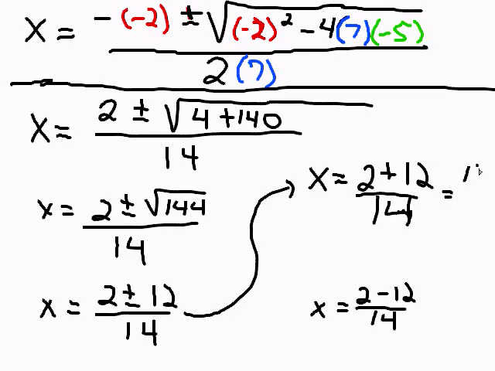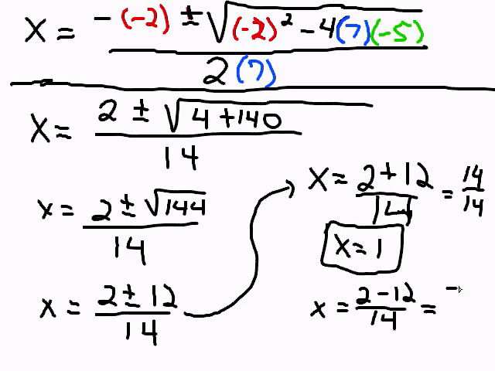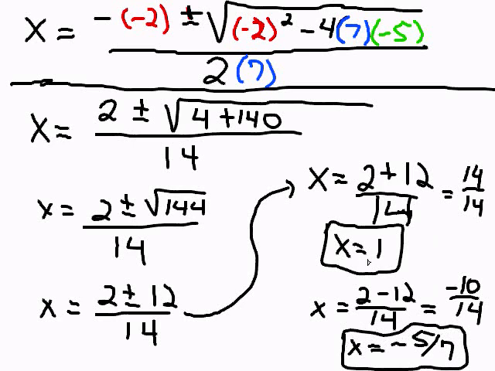So 2 plus 12 is 14 over 14, which means x is equal to 1 is one of our solutions. The other thing we've got is x is equal to 2 minus 12, which is negative 10 over 14. When reduced, gives us x is equal to negative 5 over 7. X is equal to 1 and x is equal to negative 5 over 7 should be the solutions to our quadratic equation, which we could check by substituting back into the original equation and seeing that the left-hand side and right-hand side of the equation were equal.